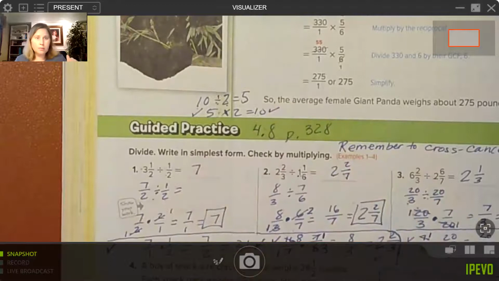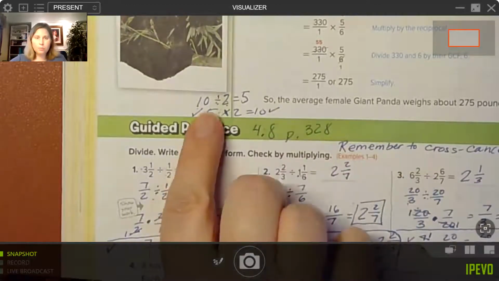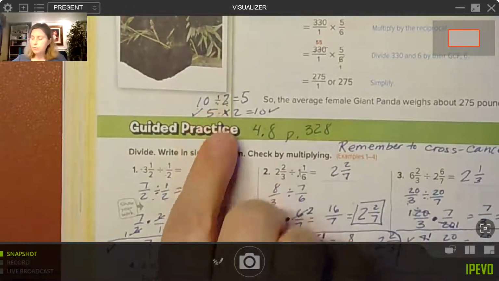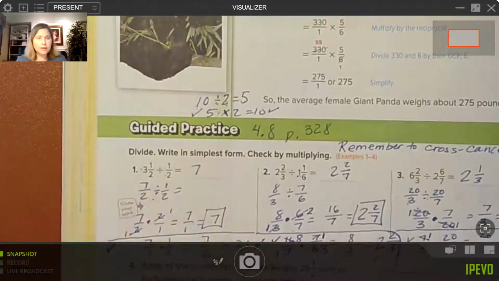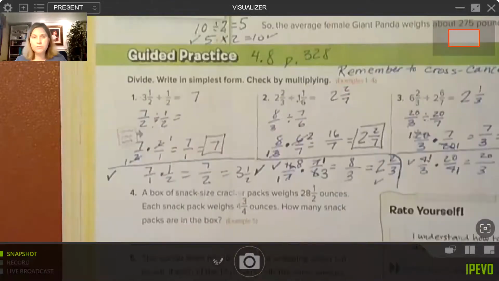This is the exact same thing, except instead of having whole numbers like 10 and 2, we have fractions like 3 and a half and a half. Okay, so we're just bumping it up to the next level in 6th grade. All right, number 4, a little bit of a harder problem.